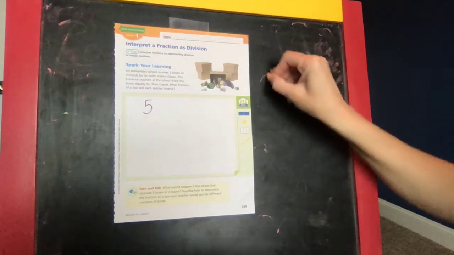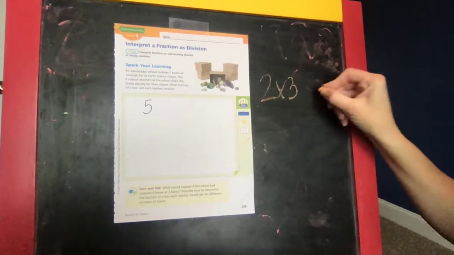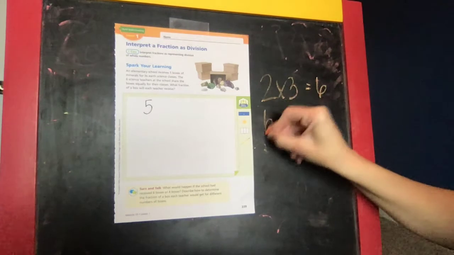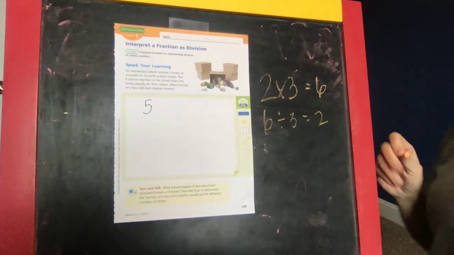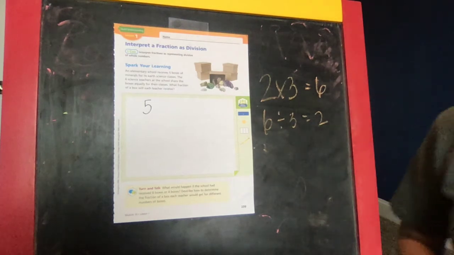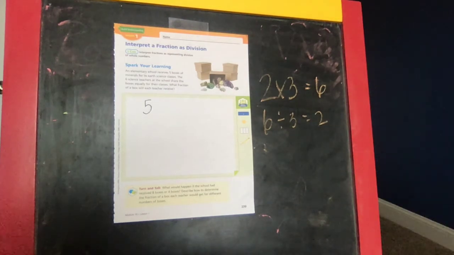So 2 times 3 is 6. 6 divided by 3 equals 2. Those are inverse operations, and we can use what we know about multiplying to help us divide. So that's what we're going to talk about today.